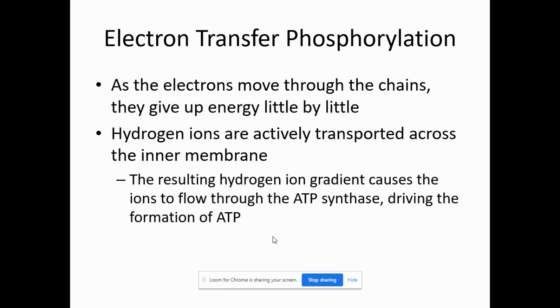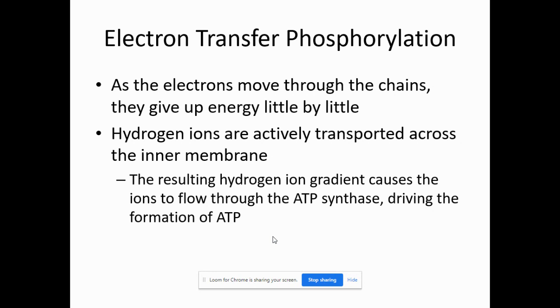So hydrogen ions are actively transported with the input of energy from those electron transfer reactions, moved against their concentration gradient across the inner membrane, into the intermembrane space between the inner and outer membrane of the mitochondria. And so what happens is you have a large hydrogen ion gradient. The only way that those hydrogen ions can move down their concentration gradient, where they want to go, is through a protein in the inner membrane called ATP synthase.